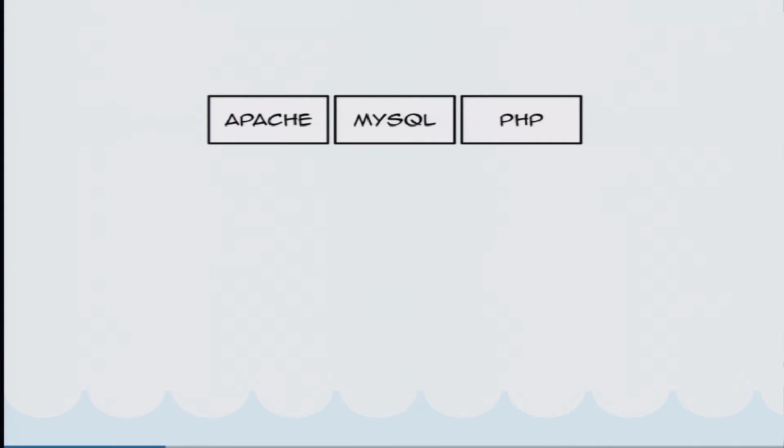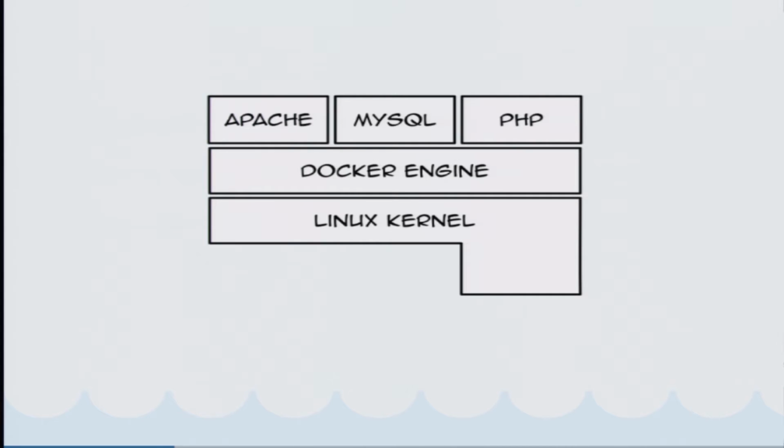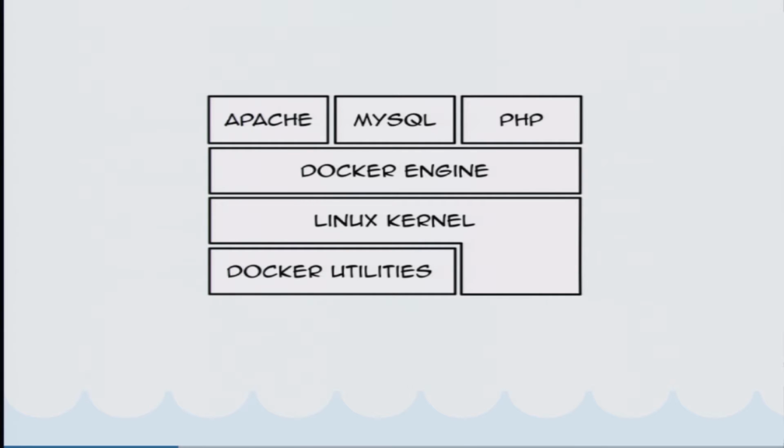So if you have your containers, your Apache, your MySQL, your PHP, these are your containers running in Docker on your system. Those are going to be running on top of the Linux kernel because they're Linux applications. The Docker engine is going to mediate those resources between the Linux kernel and the containers, making sure everybody has just the resources necessary. On your system and also bridging to the Linux kernel is also the Docker utilities.